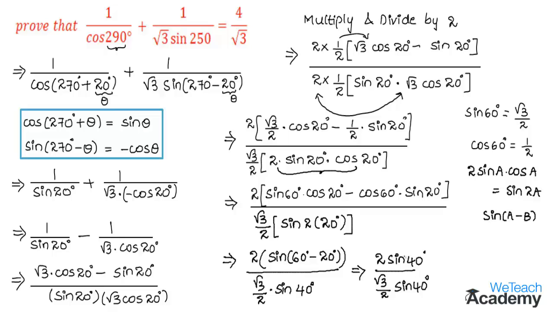Here sin 40 degrees in the numerator as well as in the denominator gets cancelled. We are left with 2 into the reciprocal of the denominator, which is 2 by root 3. By multiplying, we get 2 into 2, which is 4, divided by root 3, which is nothing but the value on the RHS side. Hence, we proved that the value of 1 by cos 290 degrees plus 1 by root 3 sin 250 degrees is equal to 4 by root 3.